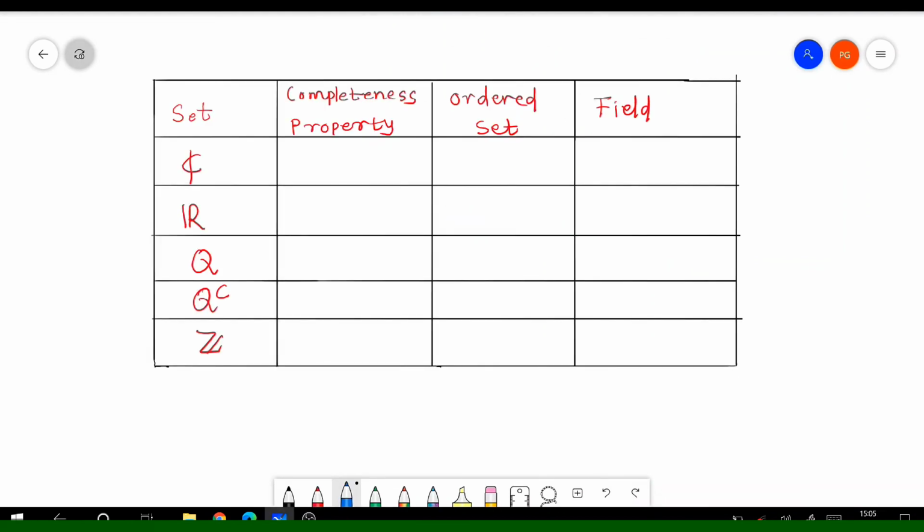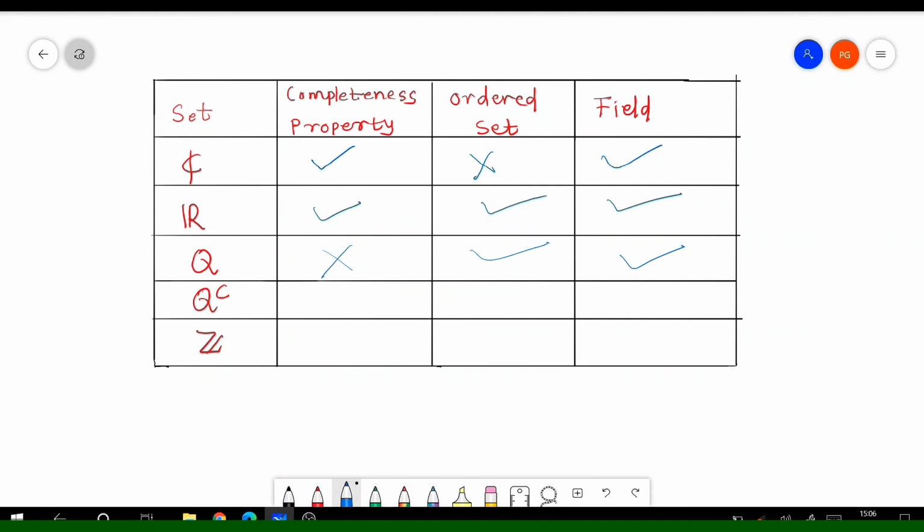Now that we have seen all three properties, let us see which set satisfies which properties. So first is complex numbers. Now we know that complex numbers satisfy the completeness property, and it is not an ordered set, and we all know that it is a field. Now for real numbers, as we have seen, real numbers satisfy all three properties.